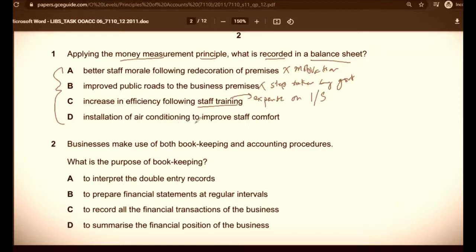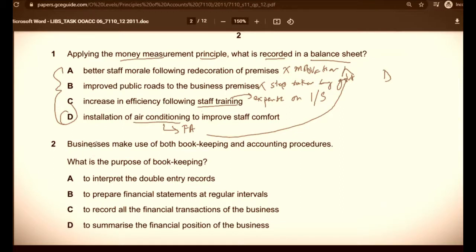Installation of air conditioning to improve staff comfort. Yes, this is the correct option because air conditioning is a fixed asset, and that would surely be reported on the balance sheet. So the correct answer to multiple choice 1 is D.